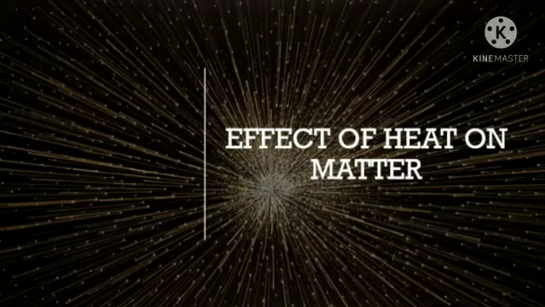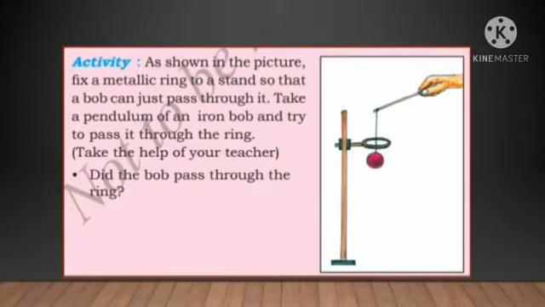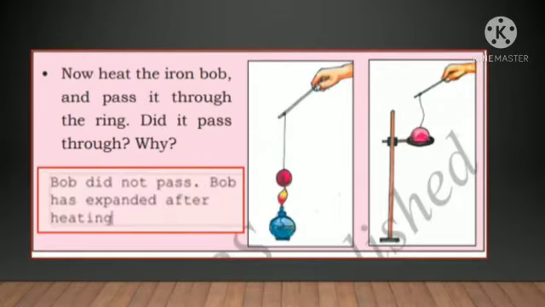Heat in any kind of matter. When we heat it, what happens to that matter? There is one activity. As shown in the picture, fix a metallic ring to the stand so that the bob can pass through it. Bob is the ball which is hanging with the thread to the stick. That ball is called the bob. Take a pendulum of the iron rod and try to pass it through the ring. Did the bob pass through the ring? No. In the first place, it will not pass.